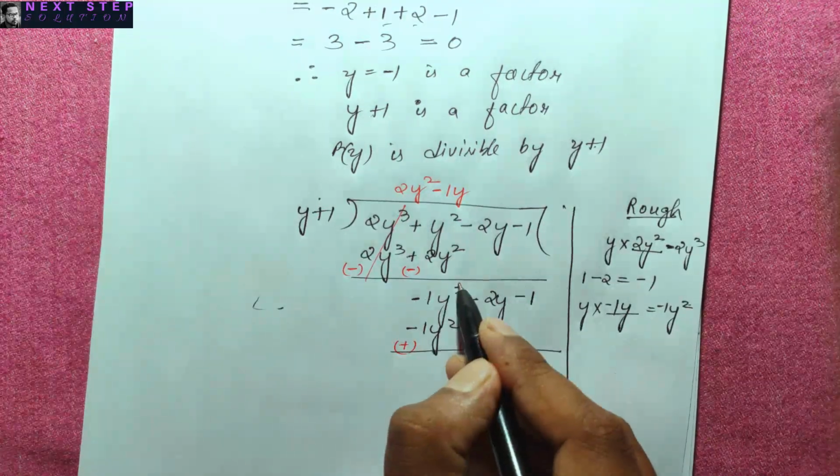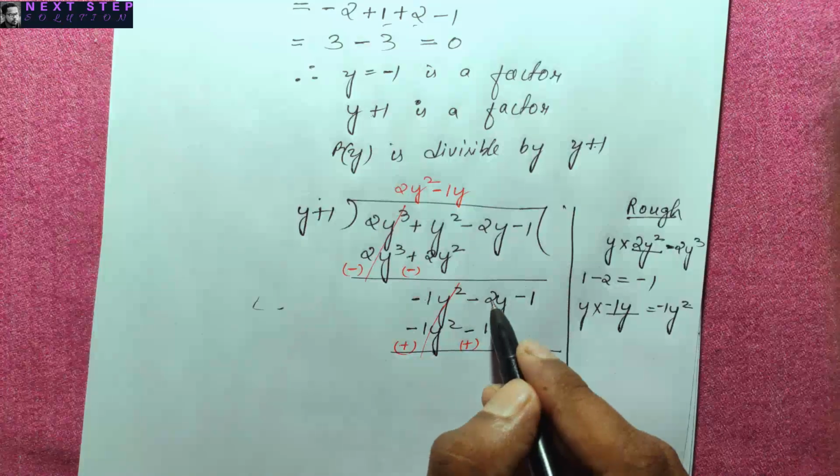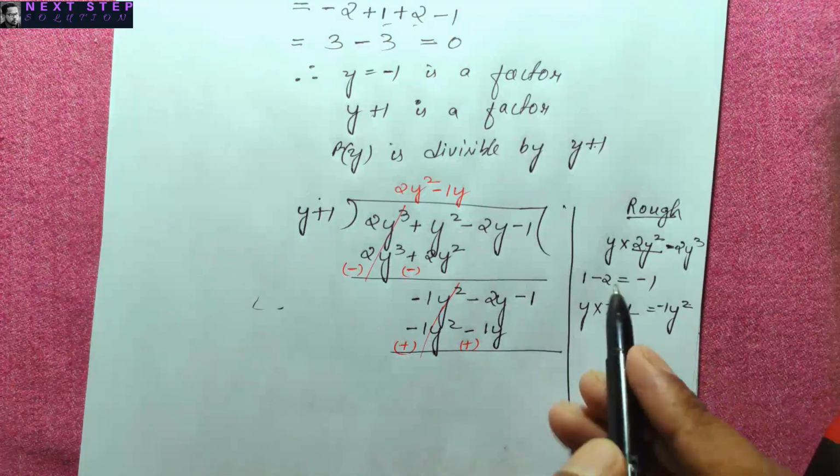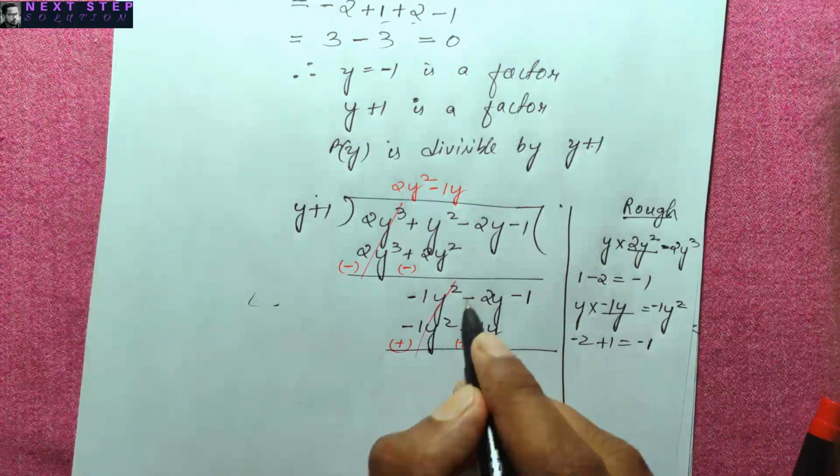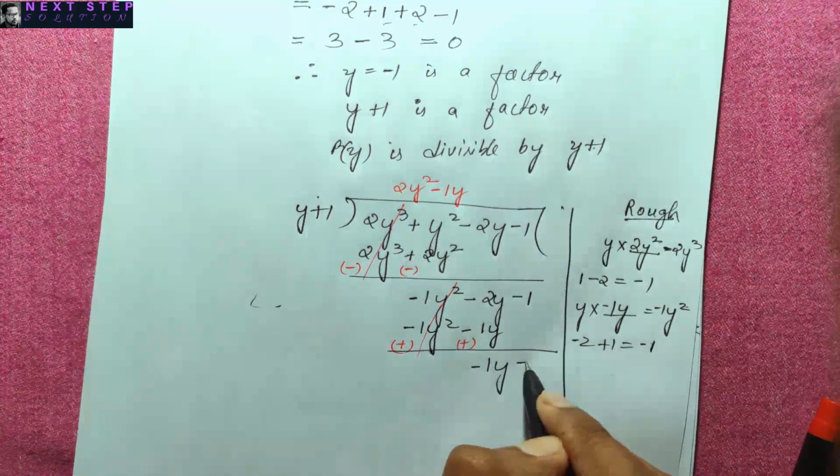Now change the sign. This becomes positive and this becomes positive. 1 y square minus 1 y square plus 1 y square will become 0. Minus 2 and plus 1. Minus 2 plus 1 becomes 1. Greater number sign is minus. So we will have minus 1 y and minus 1.